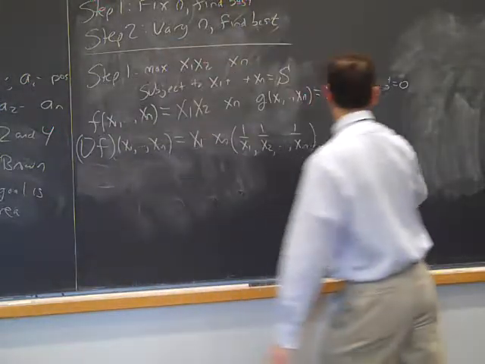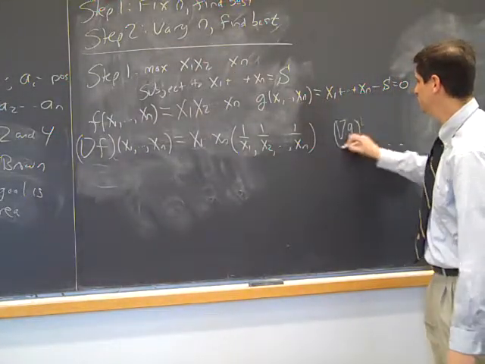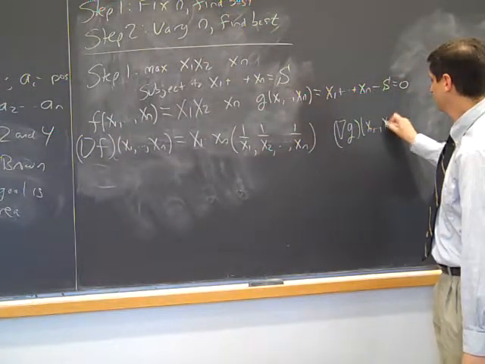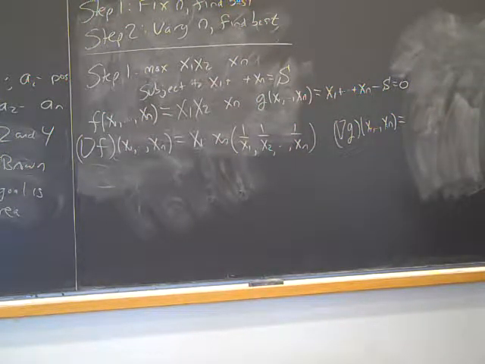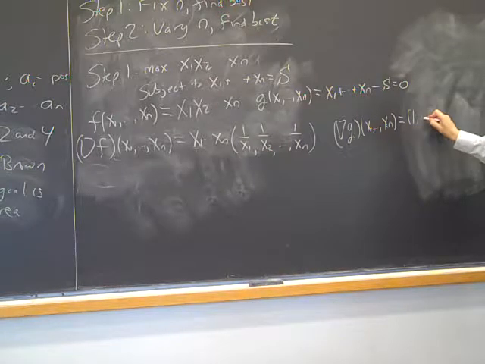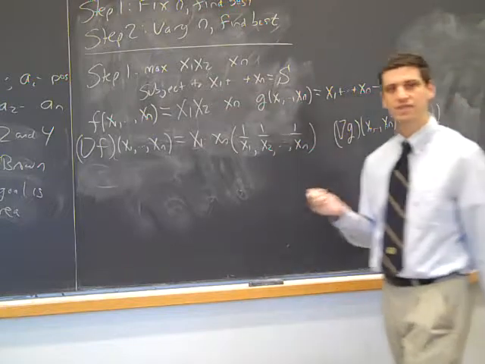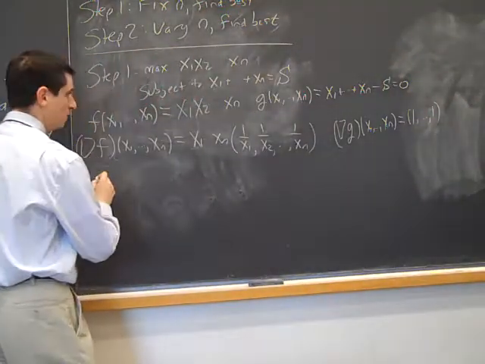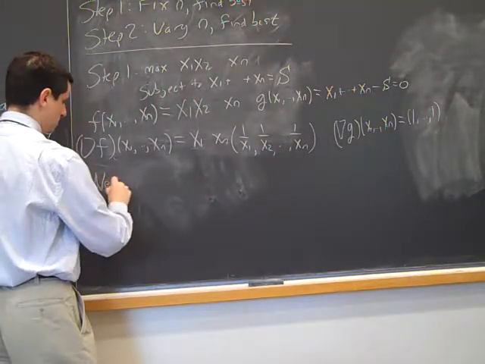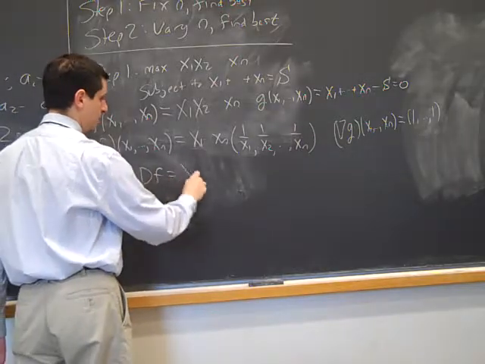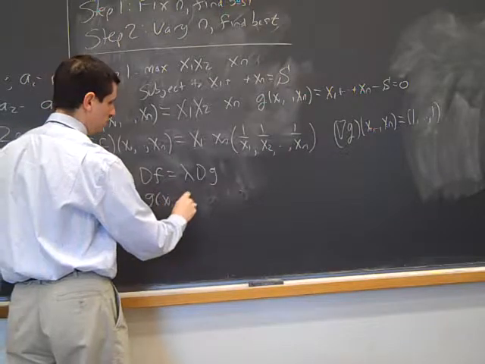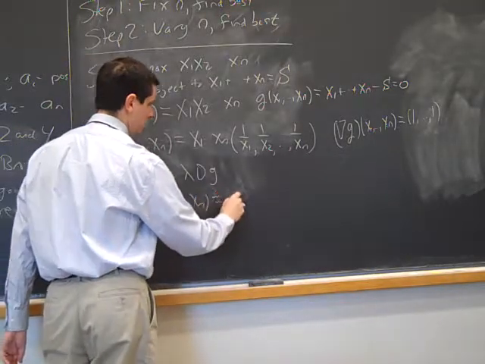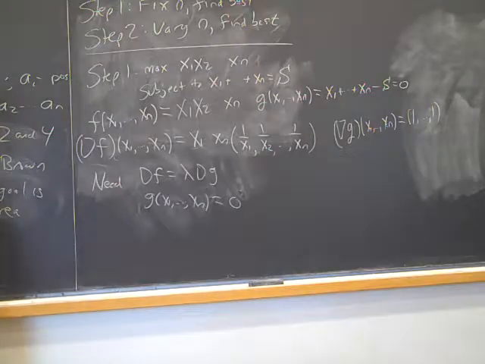The gradient of g is significantly friendlier. What's the gradient of g? All 1s. So now we're going to have to set them equal. We need the gradient of f to be lambda times the gradient of g, and we need g of x1 through xn equals 0. This is how we do Lagrange multipliers.